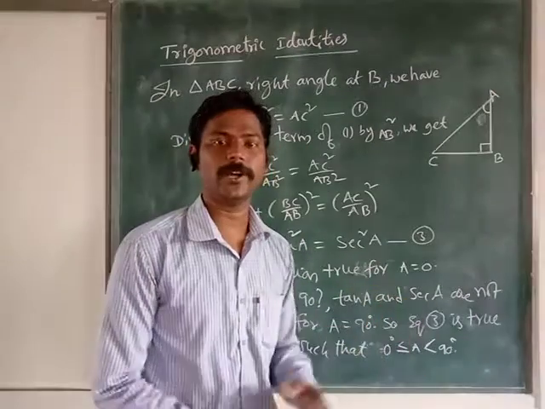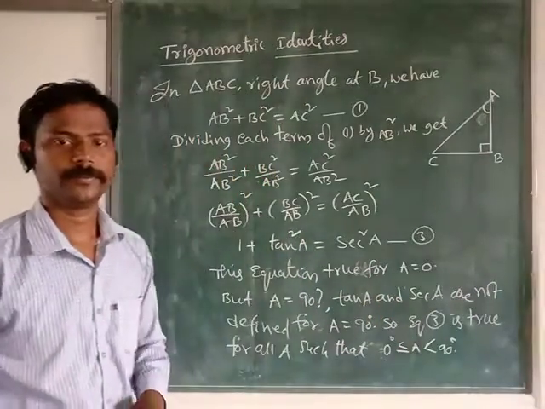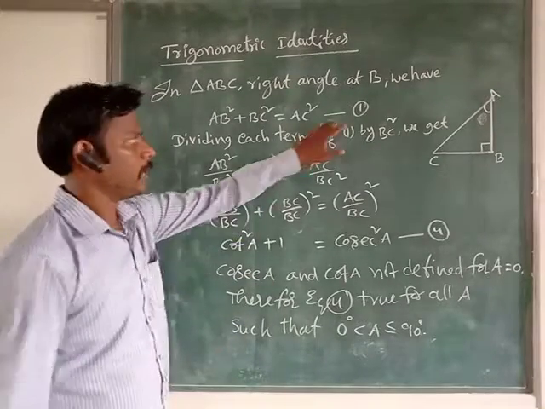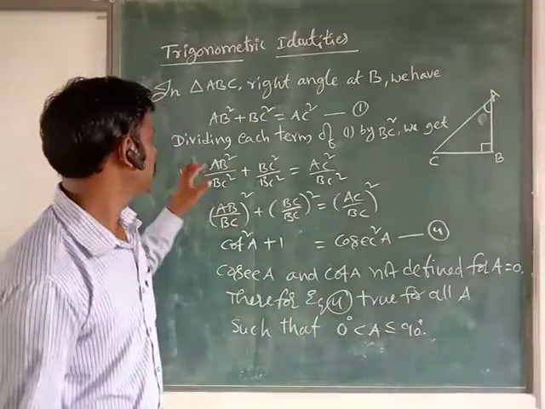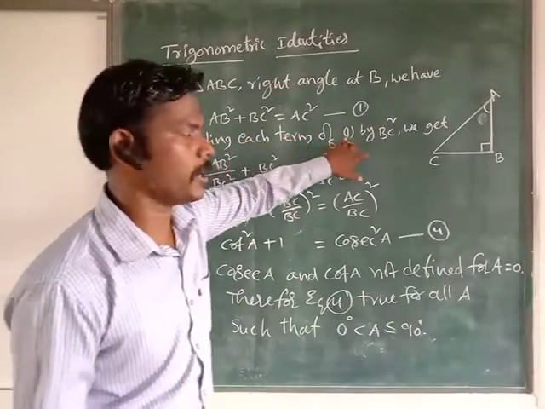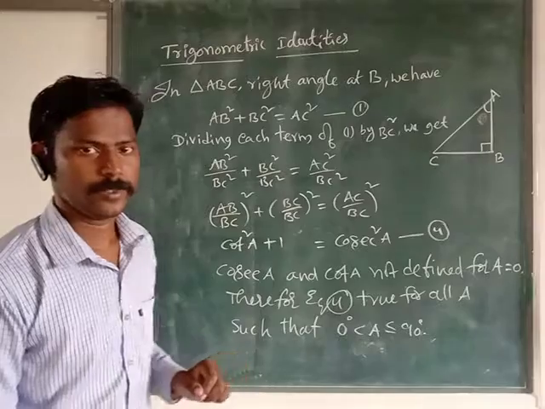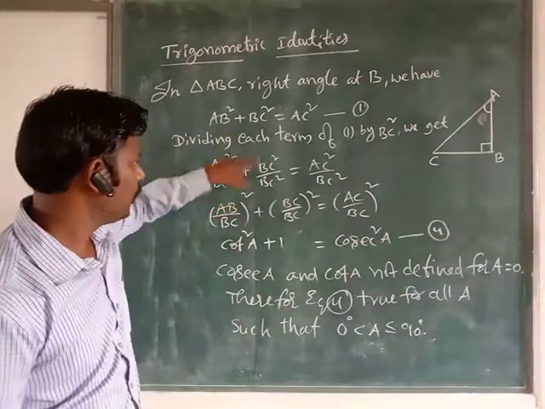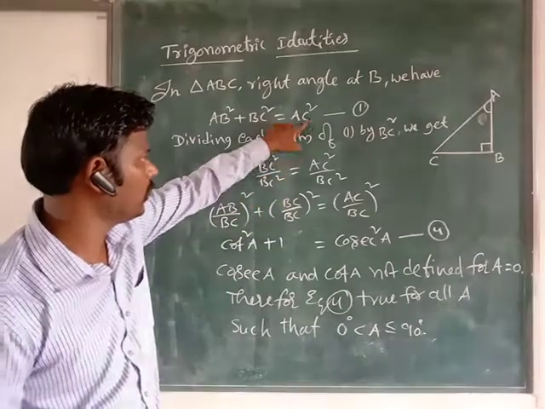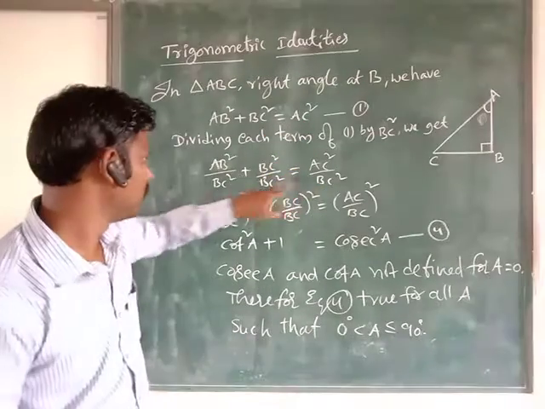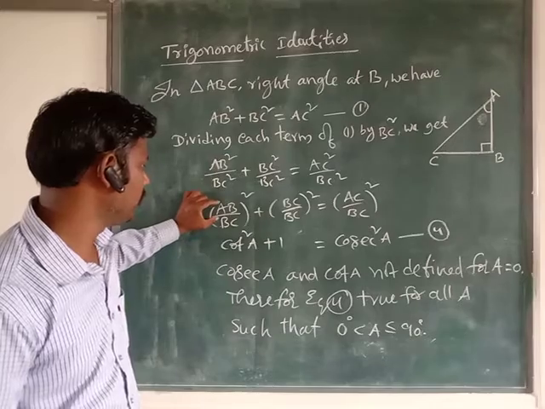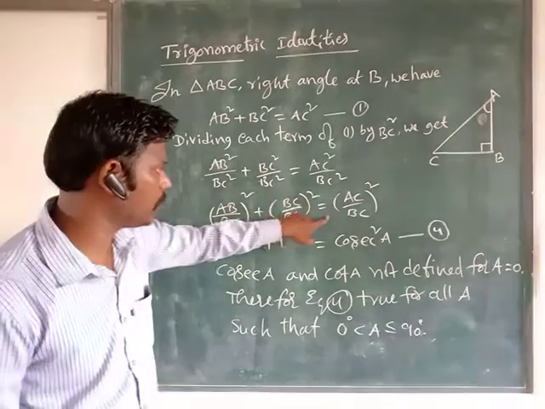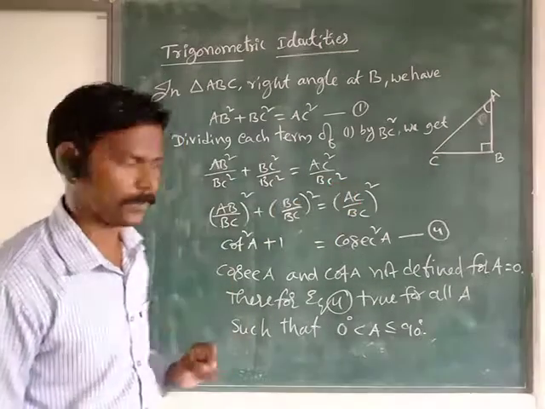Okay, next we have the third identity. Consider the same equation and divide each term by BC square. So what we got: AB square by BC square plus BC square by BC square is equal to AC square by BC square. Now write each fraction separately: (AB by BC) whole square plus (BC by BC) whole square equal to (AC by BC) whole square.